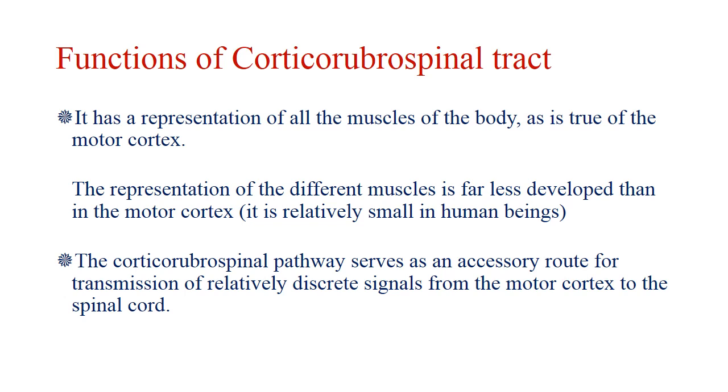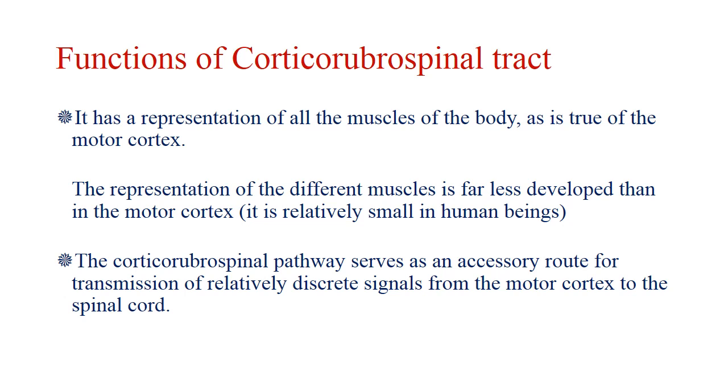Actually, they found that the corticorubrospinal pathway serves as an accessory route for transmission of relatively discrete signals from the motor cortex to the spinal cord to initiate discrete movements. There is a type of movement called discrete movements. Discrete movements are the type of movements that have a purpose with a beginning and end. I want to do a certain movement with a purpose, with a beginning and an end. For example, I need to kick a ball, or I need to grasp a cup. These functions have a beginning and an end.